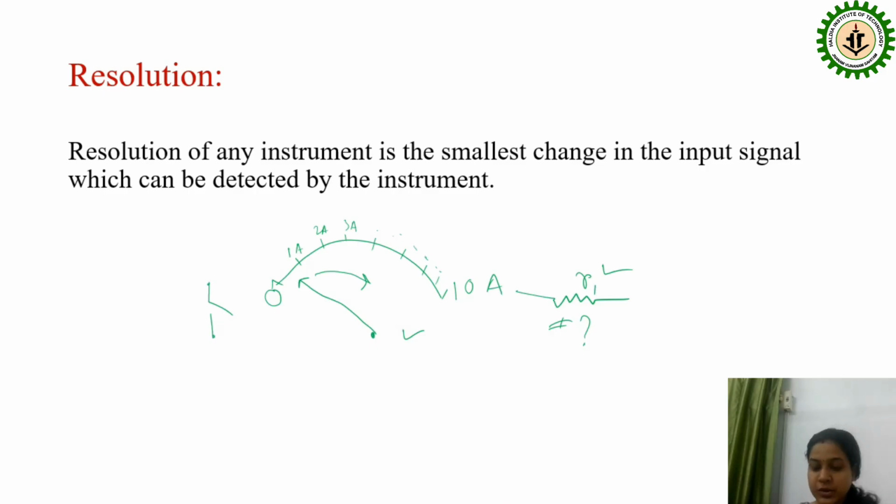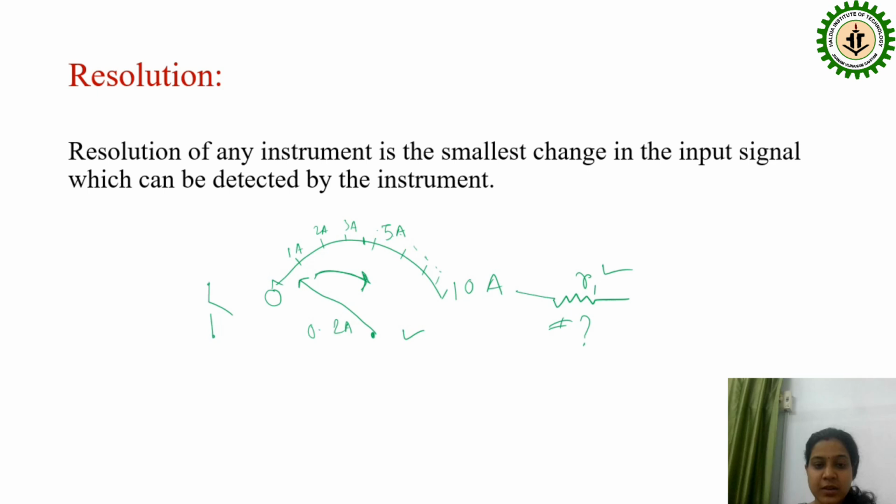So when the switch is on, this pointer will start to move in this direction, and it will be damped at the 5 ampere value of the ammeter. That can be easily shown by this meter, fine. But when we want to measure a value of current which may be 0.5 or 0.2 ampere, is it possible to measure exactly 0.2 ampere current?